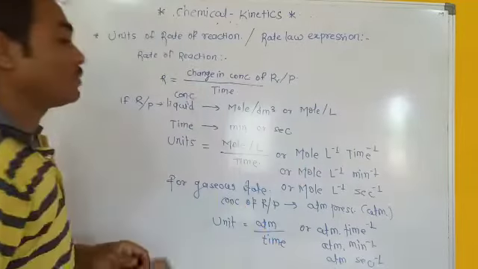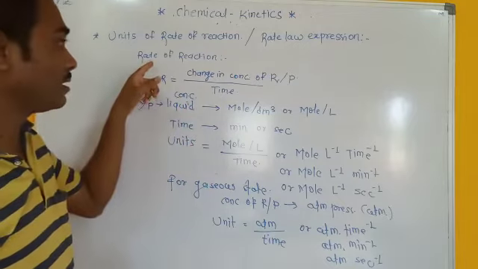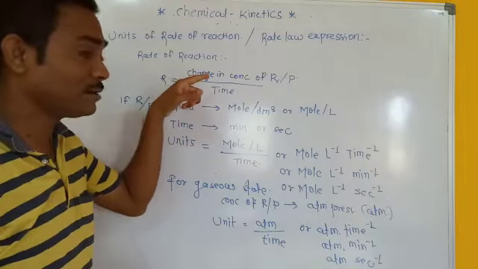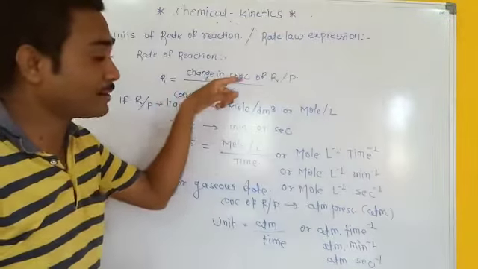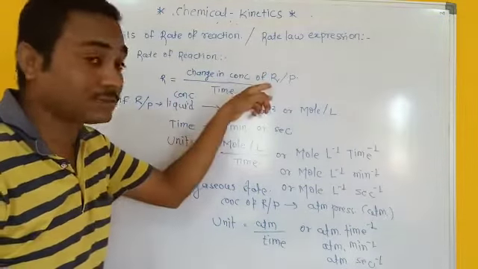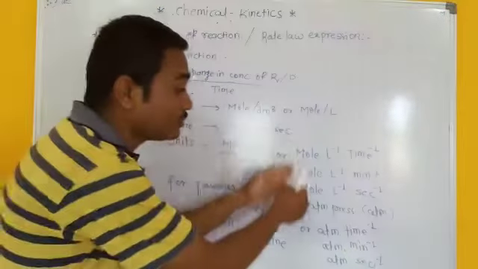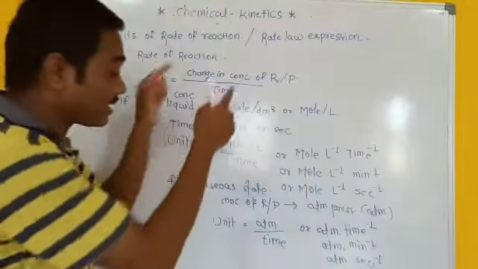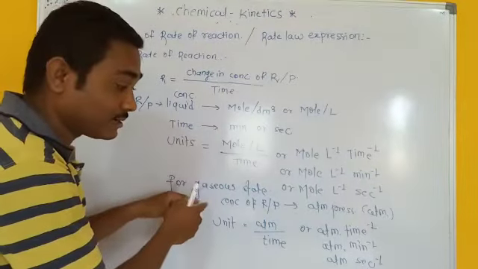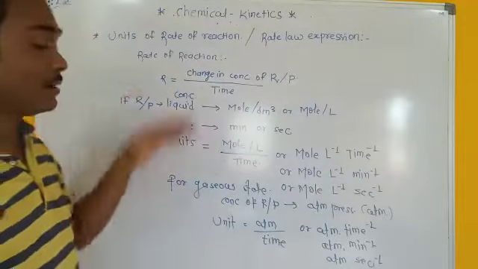In such a way we can write the units of rate of reaction. When the reactant or product is in a liquid state, the first units apply, and if the reactant or product is in a gaseous state, then this type of units can apply to the rate of reaction.